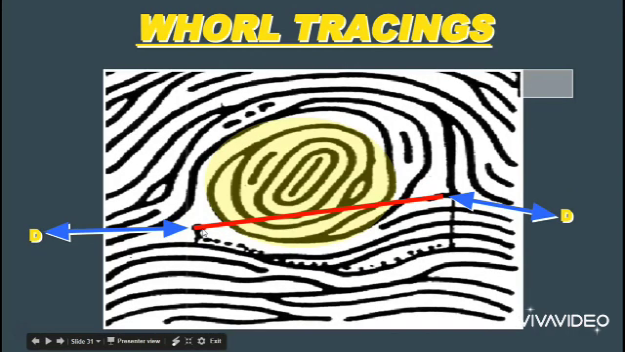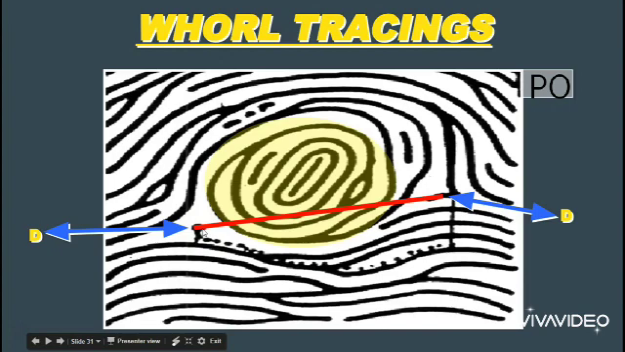So now, in the next example, this is also a plain whorl. The deltas from the left to the right are at the ends of that red line. Now, if we are going to trace this, since the delta on the left stops, just like the first one, we should go down one ridge.